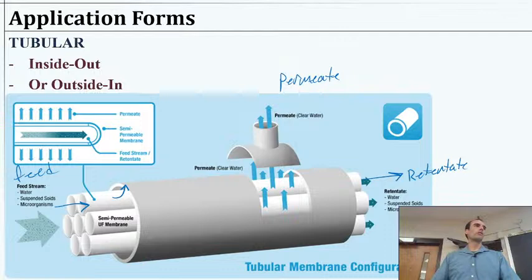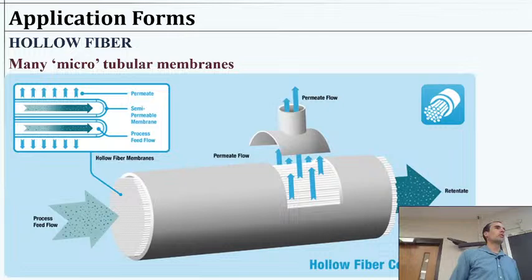So that might bring a logical next question. Well, why don't we just do that, but with a lot of them and a lot smaller? And sure enough, that's common practice. That is what we would call hollow fiber membranes. Again, these are probably only polymeric because it wouldn't really be practical to make a lot of very thin tubes of ceramics. As soon as you jostle it, they'll all break. So these are going to be polymeric.